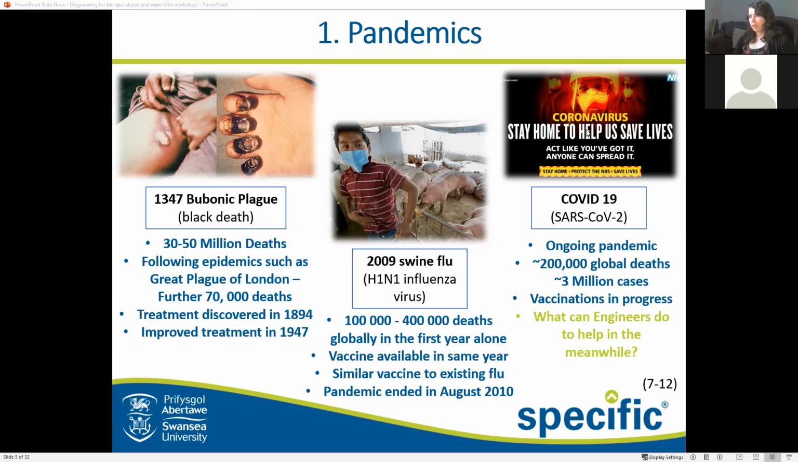And now we bring ourselves to what we are all painfully too aware of, which is the severe acute respiratory syndrome coronavirus 2, known to most people as COVID-19 or simply coronavirus. So when this presentation was written, there were around 3 million cases, resulting in around 200,000 deaths. The designing of the vaccinations is currently in progress, but as the virus is quite different to what's previously been tackled, it may take a while.